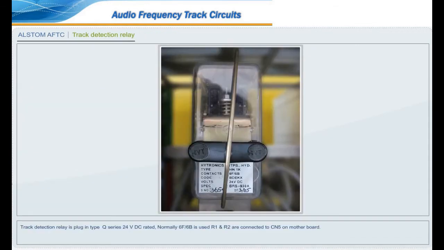Track detection relay is plug-in type, Q series, 24 volt DC rated. Normally 6F/6B is used. R1 and R2 are connected to CN5 on motherboard.